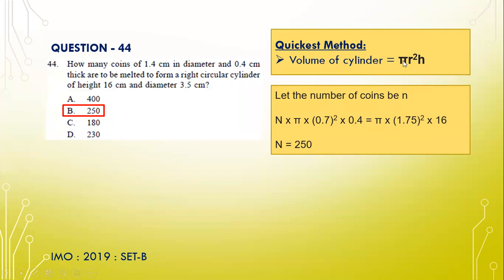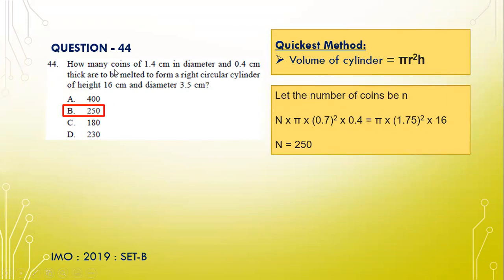So how many coins? N into what is the volume of smaller? What is the volume of cylinder? Pi r square h, because coin is a cylinder. Pi into radius square into h, height of the coin. So pi into what is the radius? Radius is half of diameter. Half of 1.4 is 0.7. 0.7 square into what is the height? Height, thickness is 0.4, into 0.4 is equal to volume of the bigger cylinder.